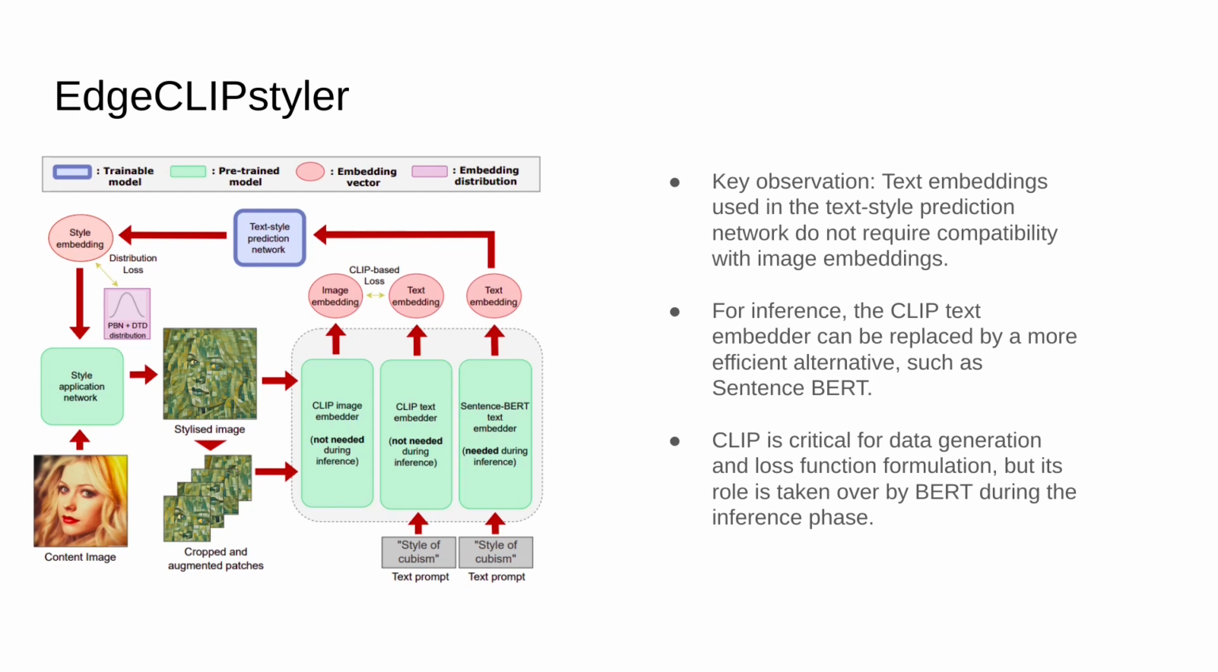Note that CLIP is still required for computing the loss function in the dataset generation phase, but for inference, we replace CLIP with a much smaller sentence BERT model. This makes the inference faster and leaves a smaller memory footprint, allowing the model to run on edge devices.